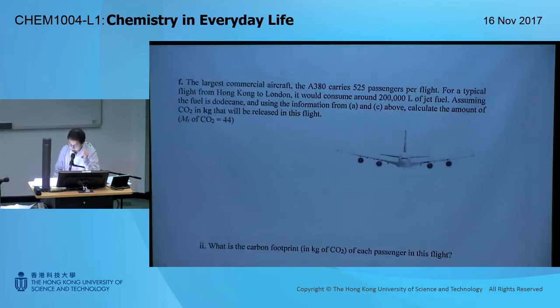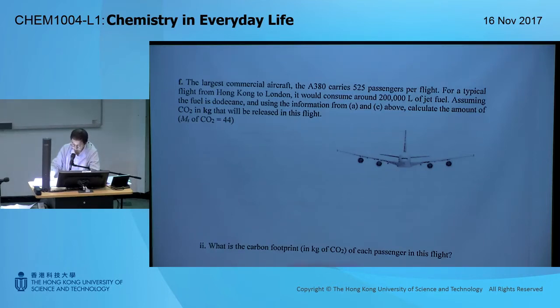Okay, so this is an interesting question. The largest aircraft is the A380. It can carry 525 passengers per flight. For a typical flight from London to Hong Kong, or Hong Kong to London, it consumes around 200,000 liters of jet fuel. This is information I gathered from the internet. So assuming the fuel is dodecane, let's use the information we calculated to find the amount of carbon dioxide in kilograms that will be released in this flight.